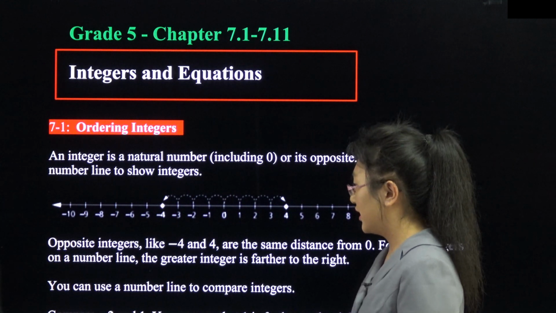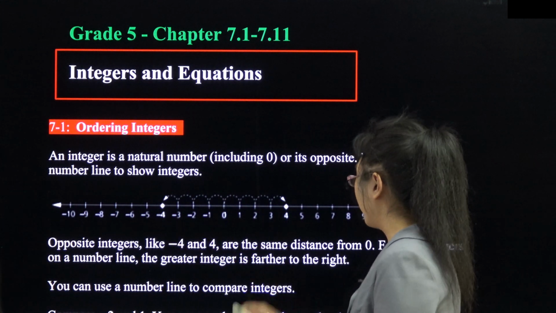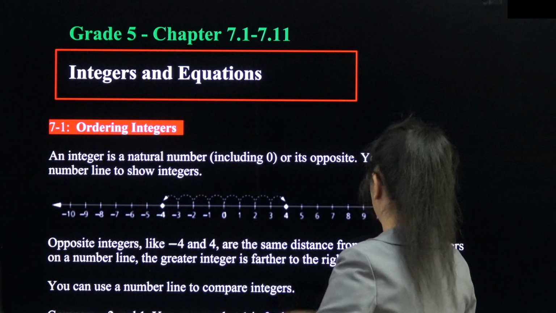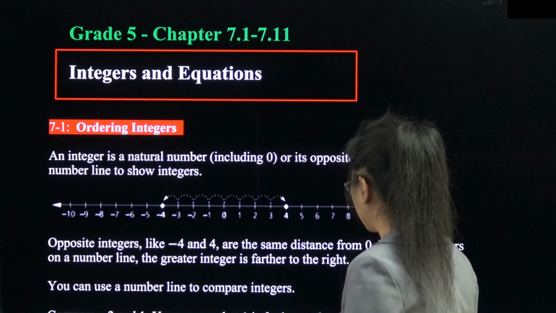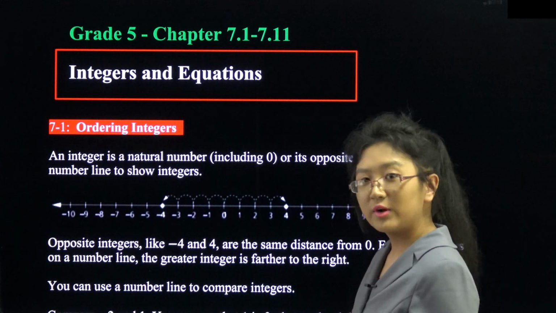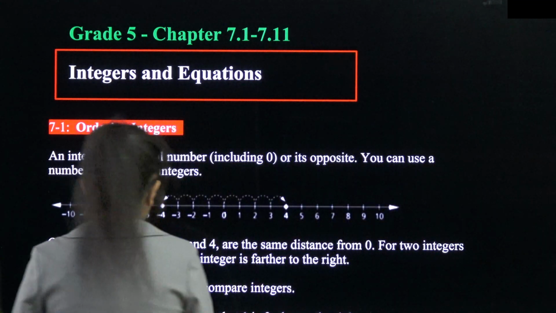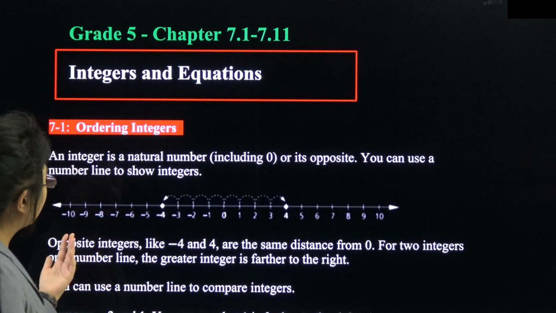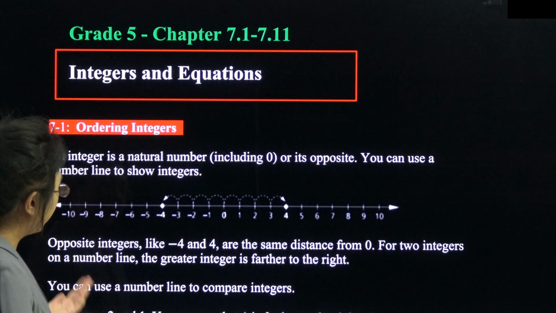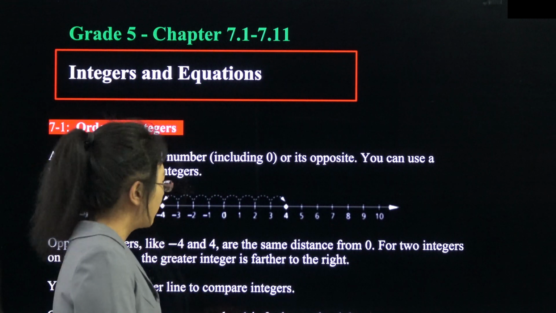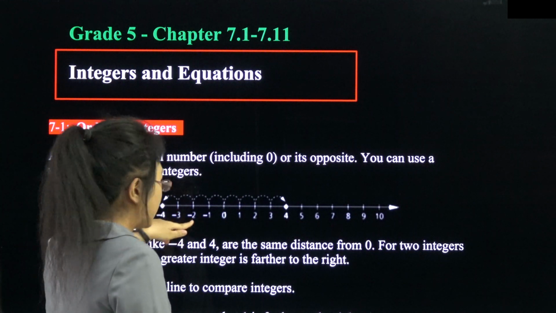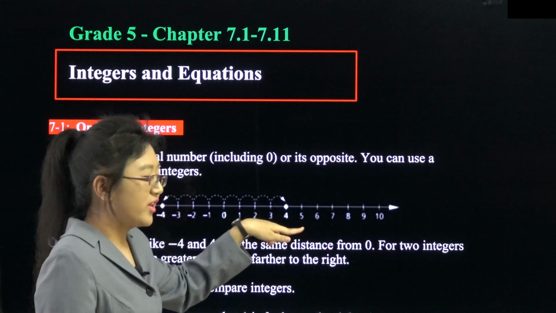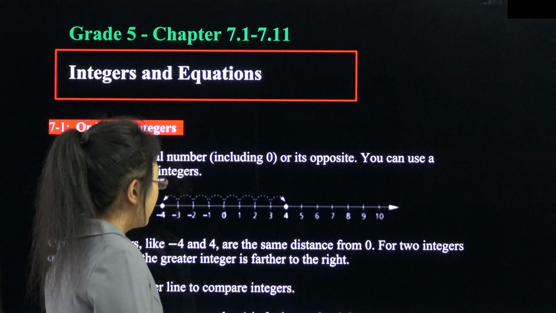Opposite integers, such as -4 and 4, are the same distance from 0. For two integers on a number line, the greater integer is further to the right. It's always been like that for number lines. Instead of using a number line to compare integers, you can also compare integers the normal way, such as without a number line. If it's negative, then it's definitely smaller than positive.